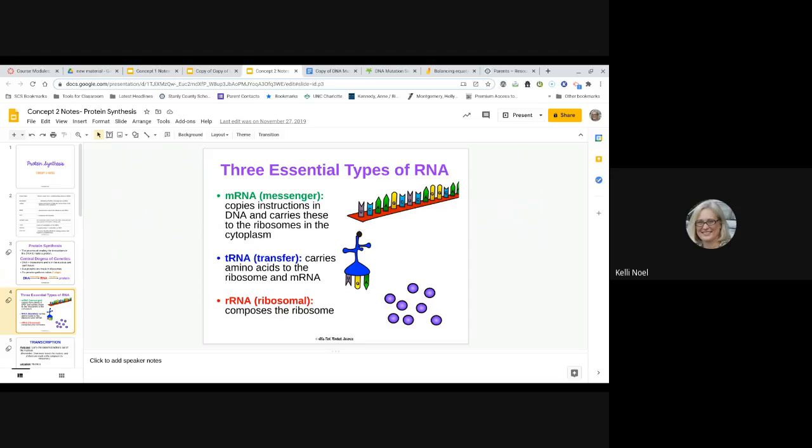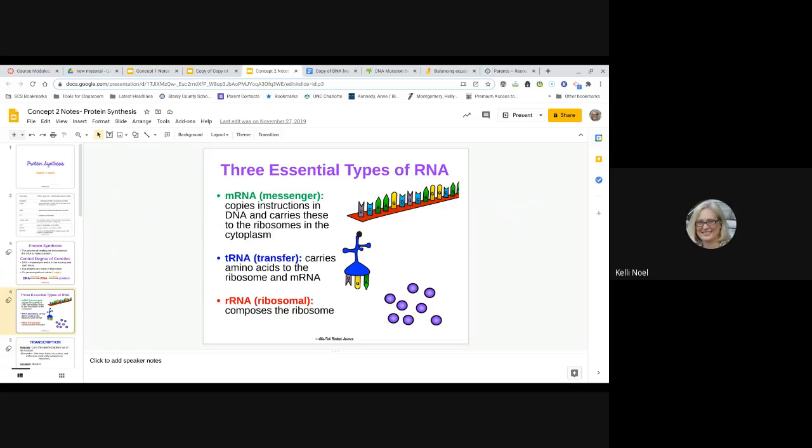You have a tRNA. The T stands for transfer. This is the second type. It's going to carry amino acids. Amino acids are the building blocks of proteins. It's going to carry the amino acids to the ribosome, and it's going to pair up to the message and deposit the amino acid. Then you have rRNA, which is ribosomal RNA, and it makes up the ribosome. So three types: mRNA, tRNA, and rRNA. And they each have a purpose in protein synthesis.